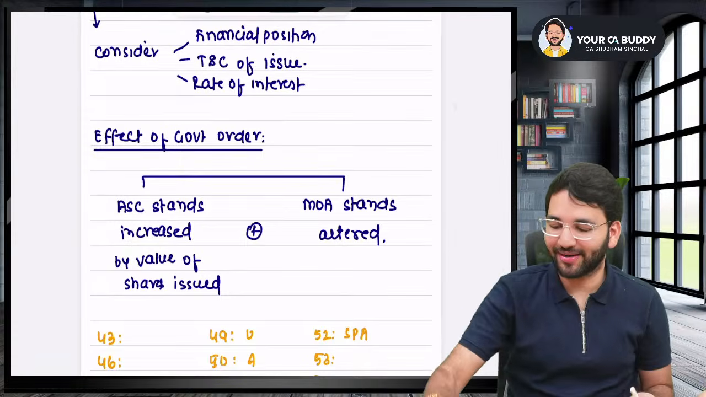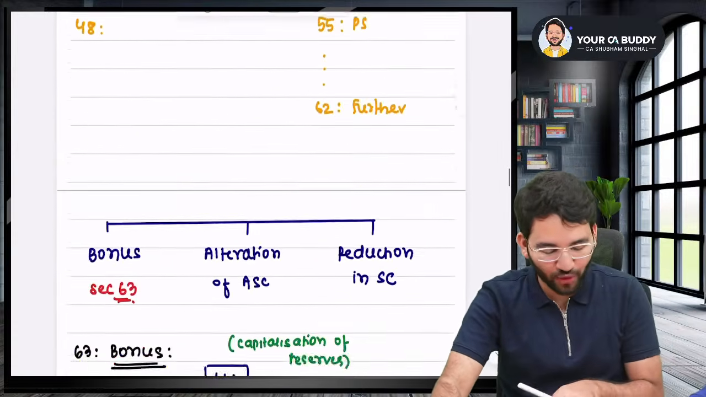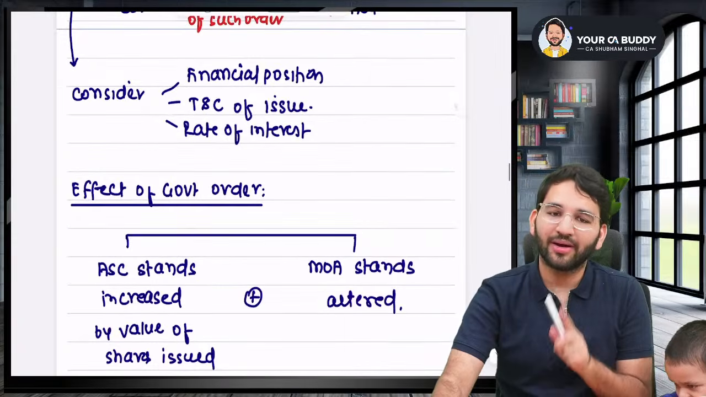Okay. Now give me 1 minute. You revise this and then we'll move forward. I think that ends your section number 62. Revise this, then we'll move forward.